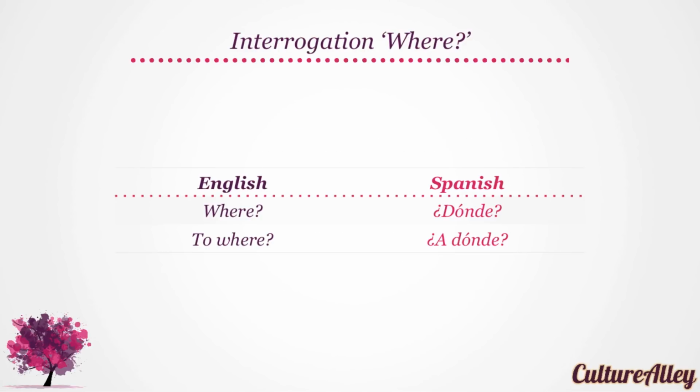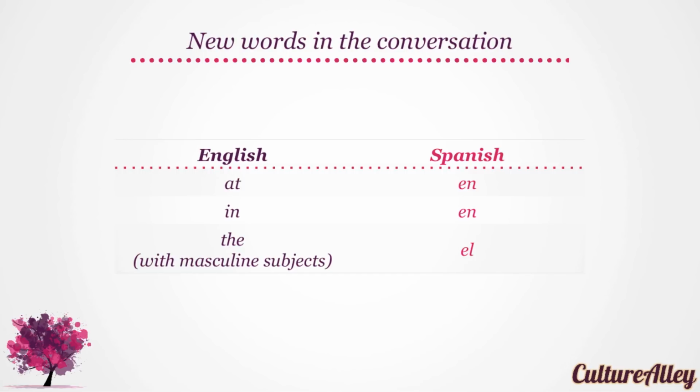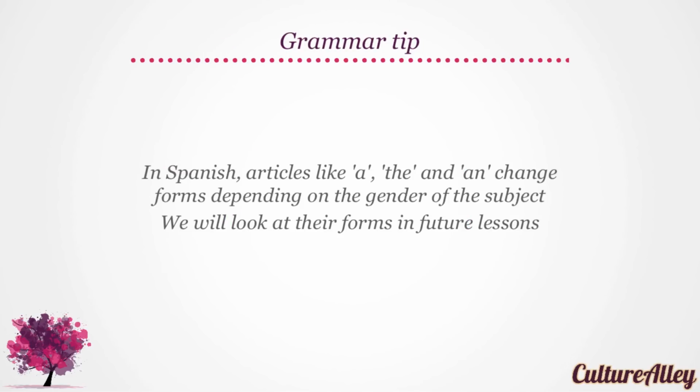Let's look at the interrogation where. Where translates to donde, and to where is a donde. Let's look at some more new words needed in a conversation. At translates to en. In becomes en. The, when used with masculine subjects, is el. In Spanish, articles like a, the, and an change forms depending on the gender of the subject. We will look at their forms in future lessons.